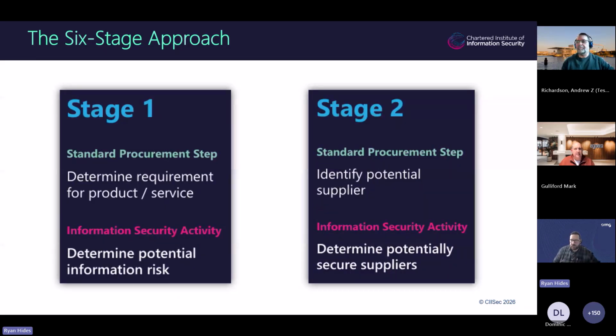So stage one, this is right at the beginning, ideally working with procurement, understanding what the business need is. So they've come to you and procurement saying, we need a supplier to do this particular job. We need to outsource. So here, as it says, you determine the requirement for a product or service.